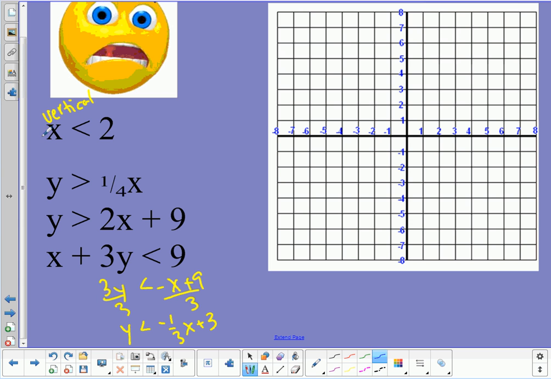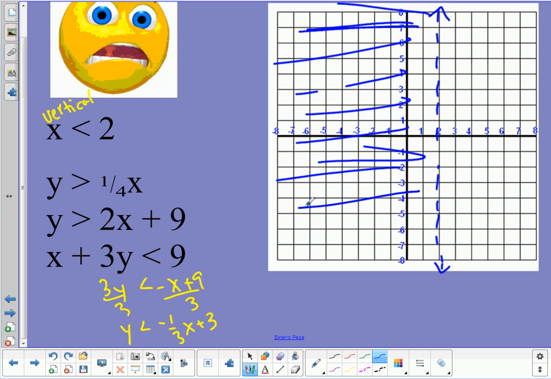Here we go. So the top one's a vertical line at 2. So x equals 2 is right here. It's a dashed line because it's not including the symbol. And then I want things less than, so I'm going to shade to the left, because less than, as far as the x-axis goes, is to the left.